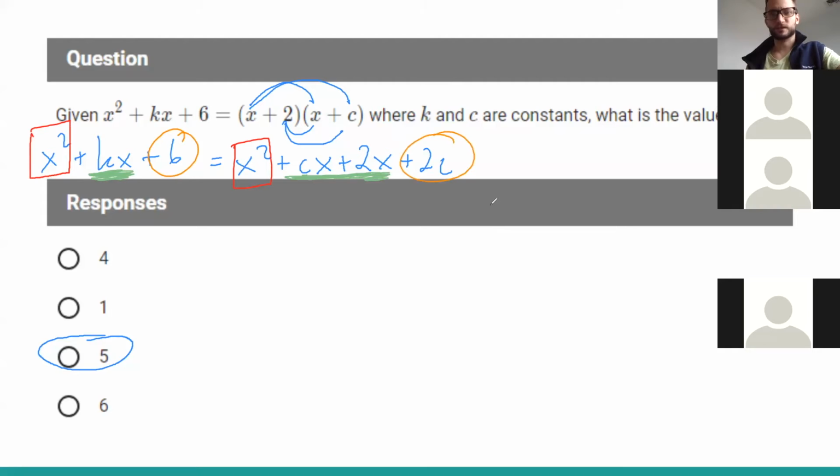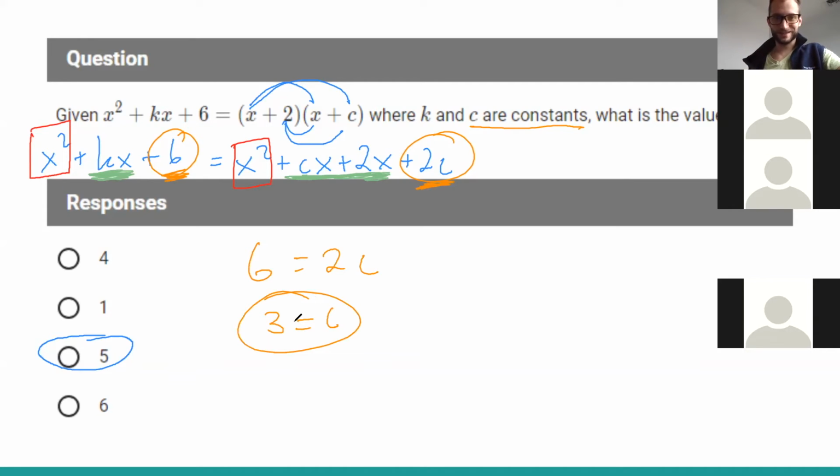Now, why did I match up the 6 and the 2c? Well, c is something called a constant. A constant just means any kind of number, whole number, integer, whatever the case may be. The only number on the left side is the 6, and the only number on the right side is this 2c. That's why you want to set those two equal to each other. If 6 is equal to 2c, I can divide both sides by 2, and I know c has to be 3.